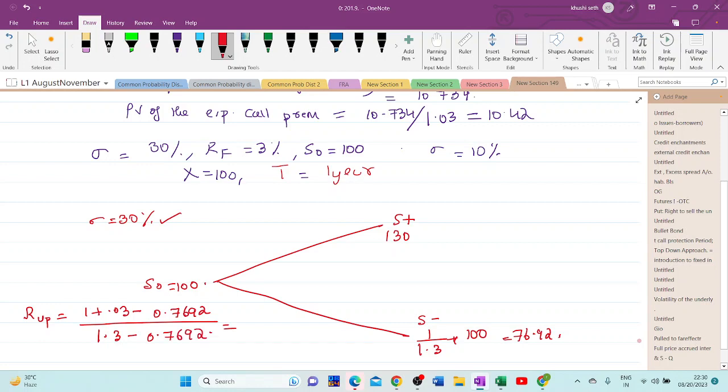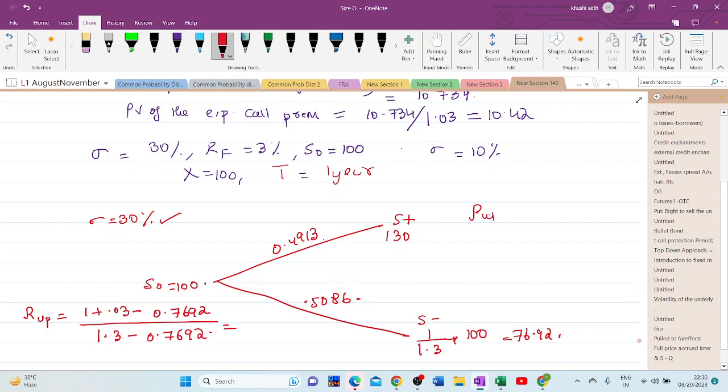ठीक है, अपना चेक कर लेते हैं. 1.03 minus 0.7692 divided by 1.3 minus 0.7692. So ये आ रहा है 0.4913 रिस्क न्यूट्रल प्रोबेबिलिटी ऑफ अप मूव, एंड डाउन मूव है 0.5086.